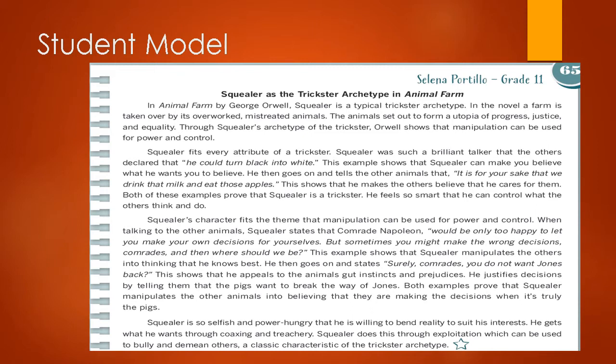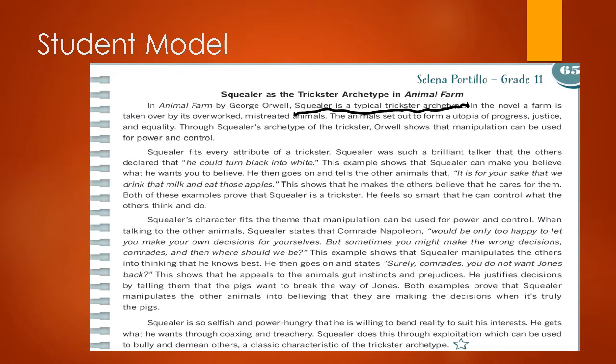So this is, in essence, their whole thesis in this essay, but they're mainly setting out to prove that Squealer is a typical trickster archetype. So they're going to be proving that he is a trickster, someone who tricks you, who manipulates you. And in their own words, he manipulates them for power and control.